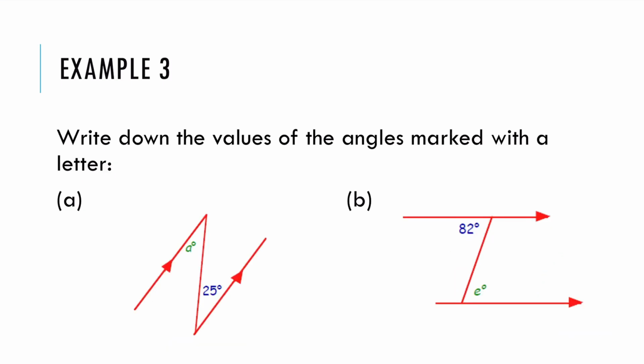Write down the values of the angles marked with a letter. So this angle here is alternate to this angle here, which means we can just state that angle A is 25 degrees. If I pick out the Z shape from this second shape, I know that this angle here is alternate to this angle here, which means angle E is 82 degrees.